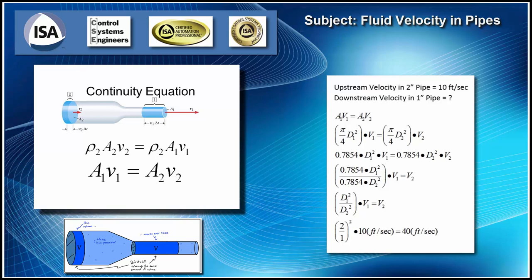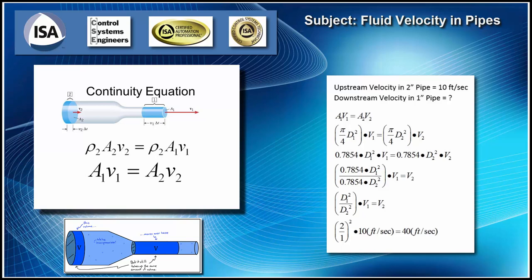Well, the 0.7854, or the pi divided by 4, just cancels out, and you're left with diameter 1 squared over diameter 2 squared. Therefore, it just becomes diameter 1 over diameter 2, and then we square the results, multiply that times velocity 1, 10 feet a second, and we get 40 feet a second.